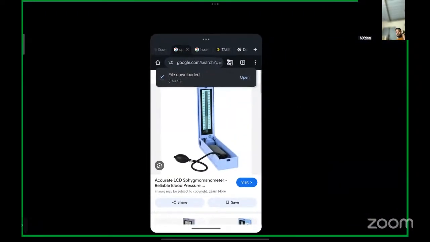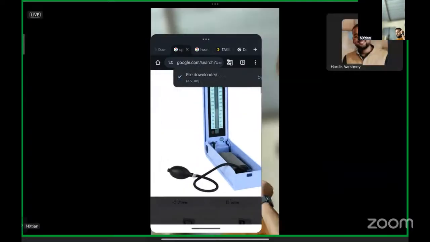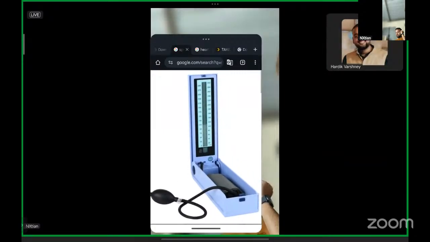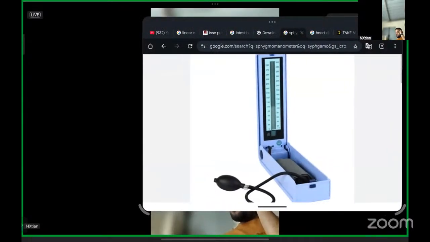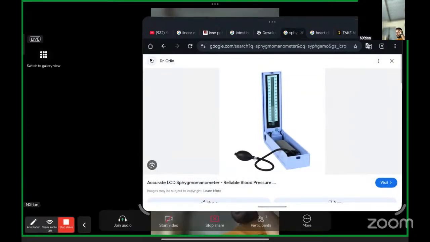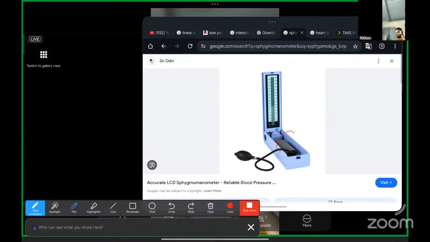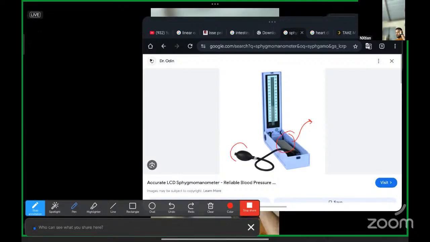Can you see this picture, guys? This is basically a sphygmomanometer, in which they put this thing on your arm and pump it, and they put a stethoscope on your pulse. When you put pressure, and then dug dug dug, this sound will come to your ears with the help of the stethoscope.